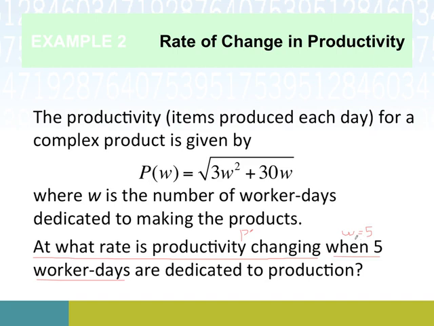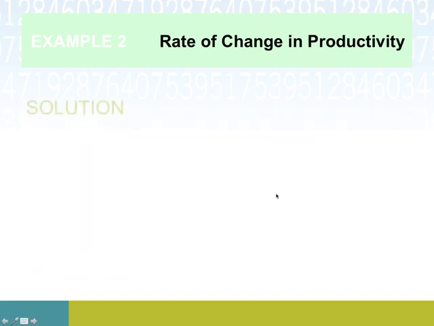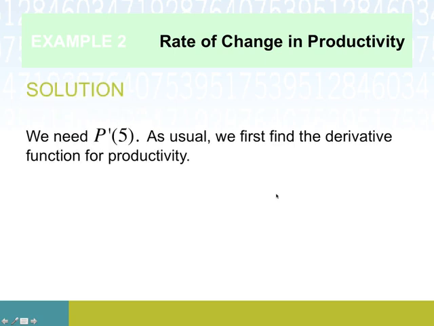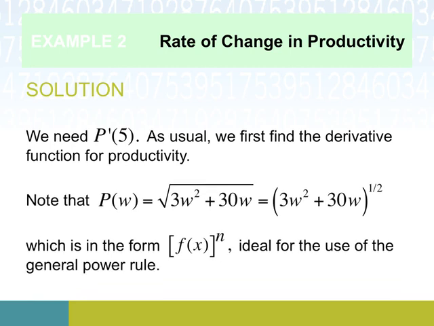So this feels very much like a problem that we would have done in the last couple of sections, 2.3, 2.2, or even 2.1 maybe, until we get to the actual computation. So we need P prime of 5, just making that statement concise. So we'll find the first derivative.